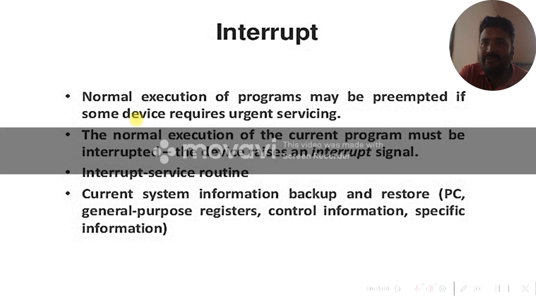There are different types of interrupts: interrupt 0, 1, 2, 3, up to and so on, which specify hardware interrupts, software interrupts, and any kind of interrupts. For handling these interrupts, we have a special routine called the interrupt service routine. The current system information is backed up or restored, and for this purpose also we use interrupt as a signal. So an interrupt is nothing but a process that is interrupted, or made to wait for a particular period of time until another important task is completed.